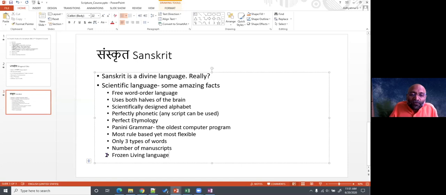Sanskrit, people ask whether it's a living language. Normally, it's considered a frozen living language because Panini's grammar set the rules and Sanskrit became sort of frozen in time. But it's a living language that people can still speak, and there are thousands and thousands of people in India who are very fluent in Sanskrit, and they have as much command over Sanskrit as generally one would have over a mother tongue.